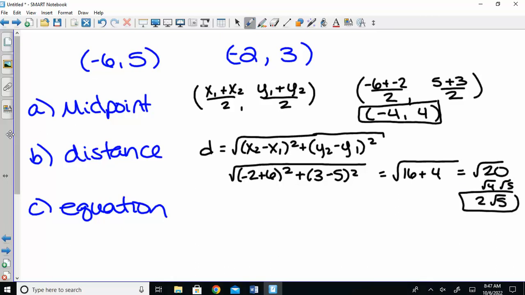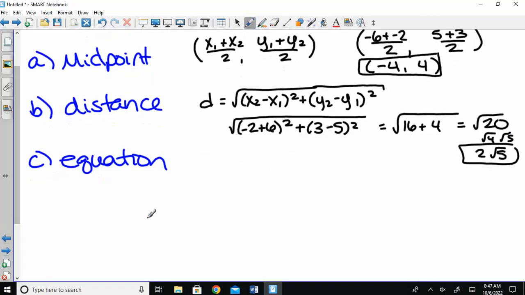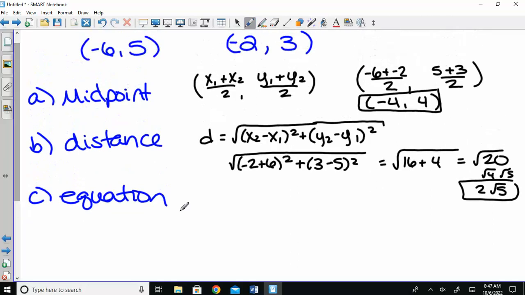All right, equation. What do we need to do first? Find the slope. Slope is y sub 2 minus y sub 1 over x sub 2 minus x sub 1.